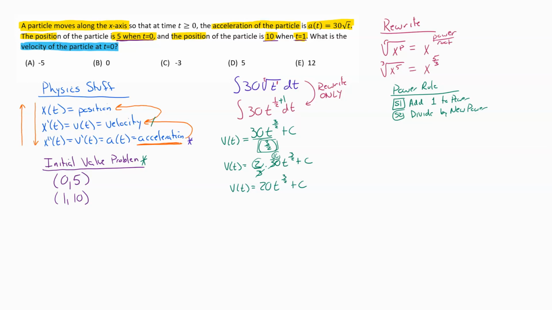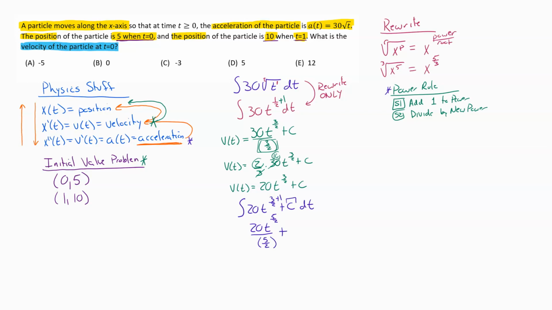So I'm now at level 2 here, and again, I need to move it up one more level to get back to that original position function. So I'll take the antiderivative of 20t to the 3/2 plus c dt. And I'm going to follow my power rule again. So add 1 to the power. I get 20t, adding 1 to 3/2 gets me 5/2. Divide by that new power, 5/2, and then I get plus, and then what do I do about that c right there?